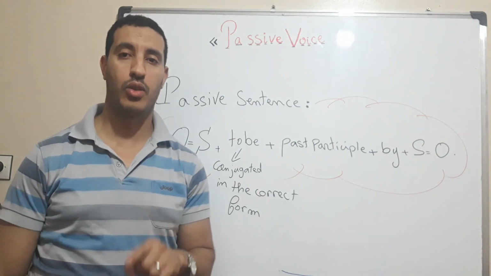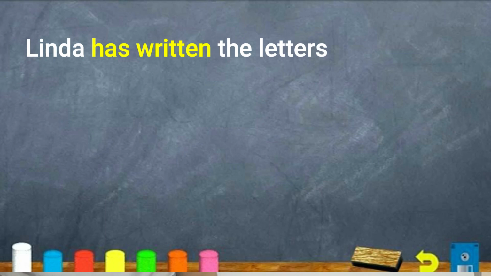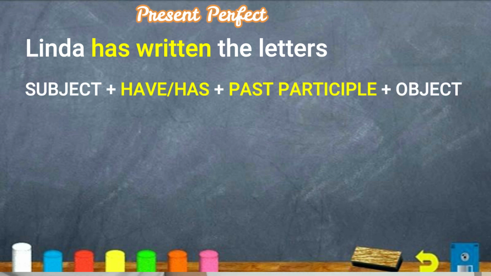Okay, so let's look at these sentences. Linda has written the letters. So this sentence is in the present perfect. Why? How do I know? Because we have the auxiliary verb has, and has is in the present. So what is the active form or the active rule of this sentence? Linda is the subject, has written is the verb in present perfect, has or have plus past participle, this is the rule of the present perfect, and the letters is an object.